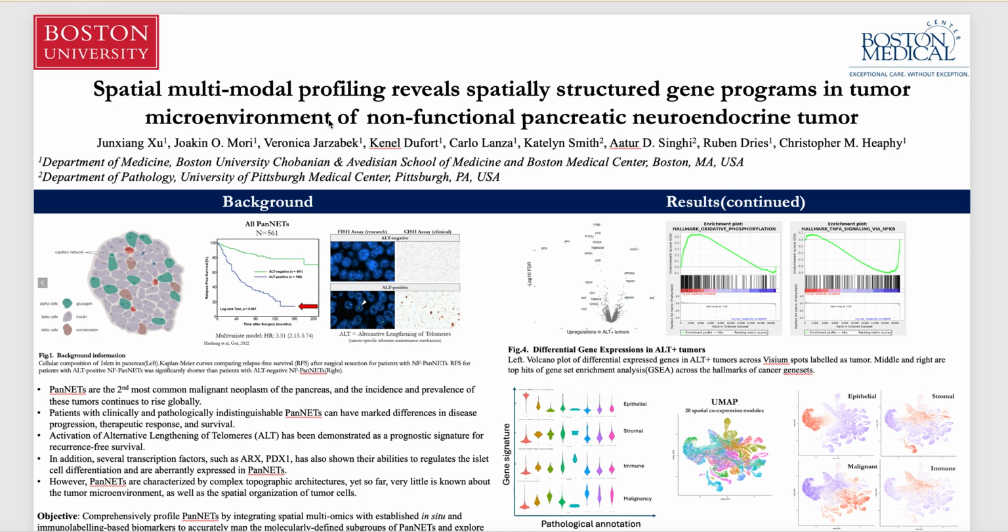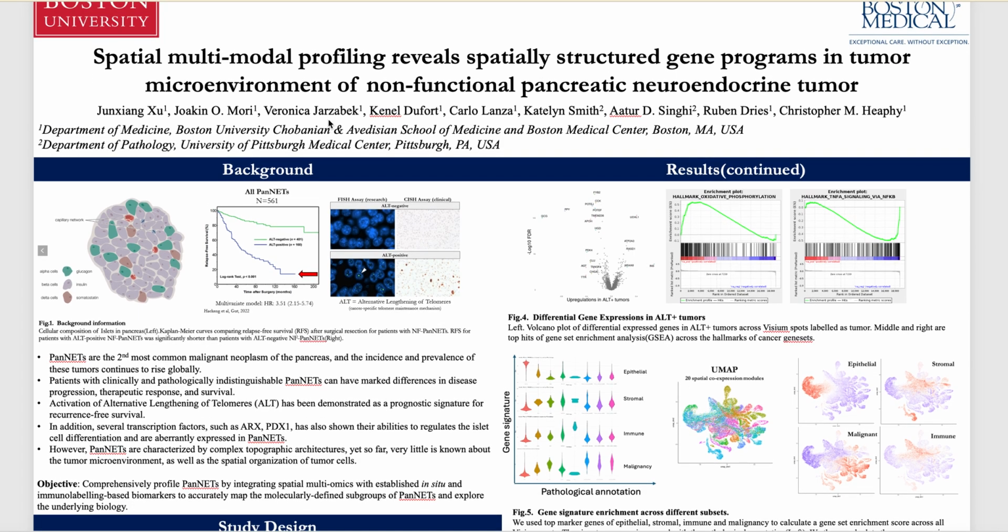My name is Junxiang and I'm going to walk you through my poster, named Spatial Multimodal Profiling Reveals Spatially Structured Gene Program in Tumor Microenvironment of Non-Functional Pancreatic Neuroendocrine Tumor. So, pancreatic neuroendocrine tumor, or PanNET, is the second most common malignancy in pancreas, though the incidence and prevalence of these tumors continues to rise globally.